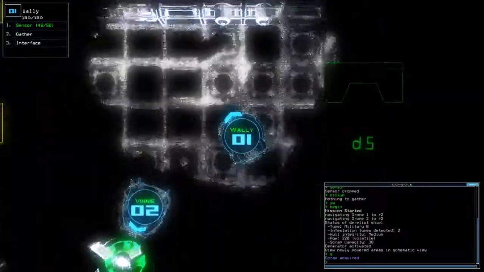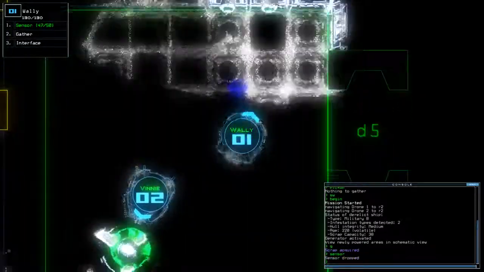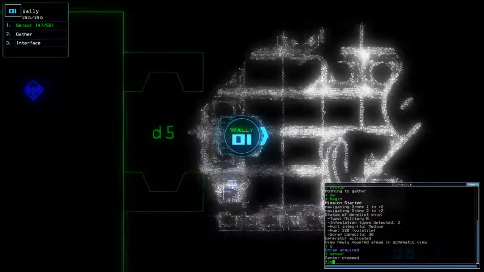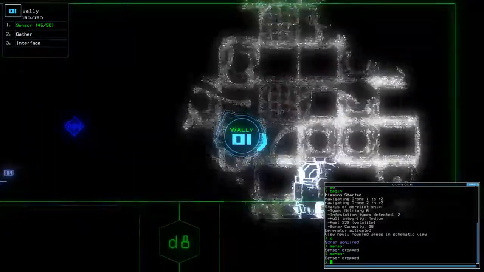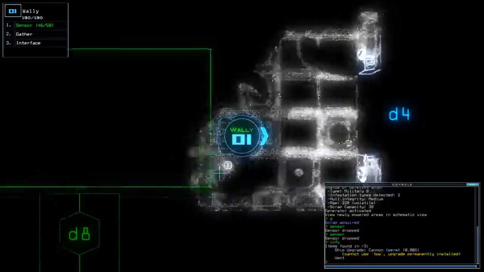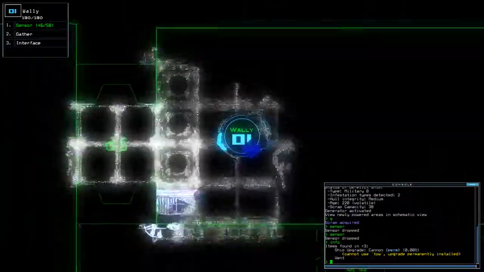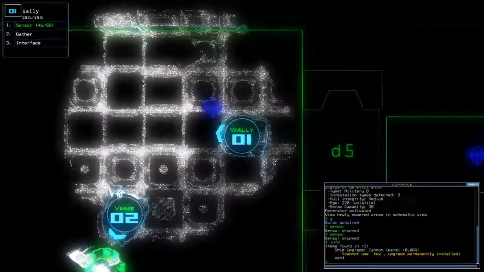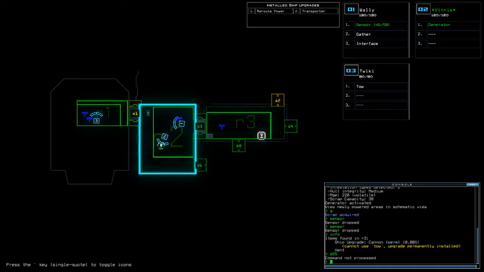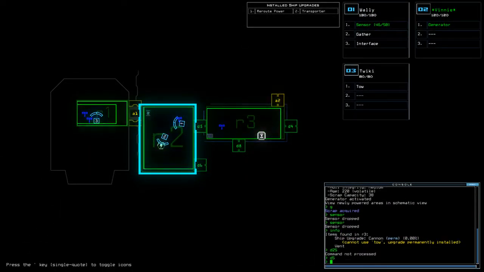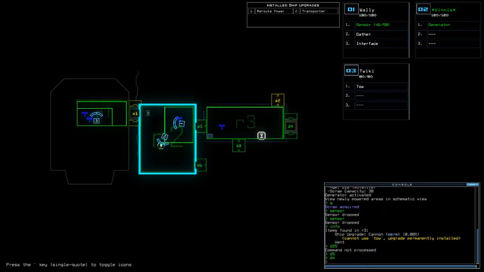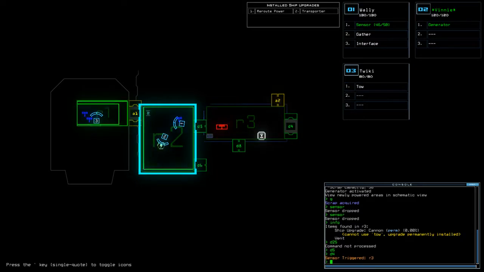Two infestations. Okay. Vent. Can't tell the upgrade. Okay. Let's try D4 first. Excuse me. I do dislike these sensor missions.